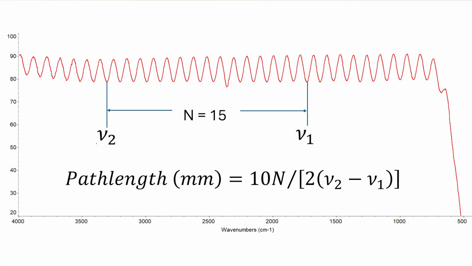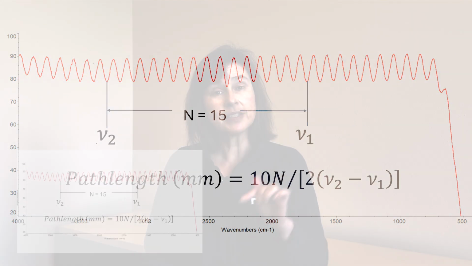Let's start off by looking at a transmission spectrum of an empty liquid infrared cell. And you're going to see the little fringing pattern. This fringing pattern allows us to calculate the path length of the cell. Now we've covered that in a previous video, so we'll link that here if you'd like to learn how to make that calculation really easy by using the PyCalc online tool.